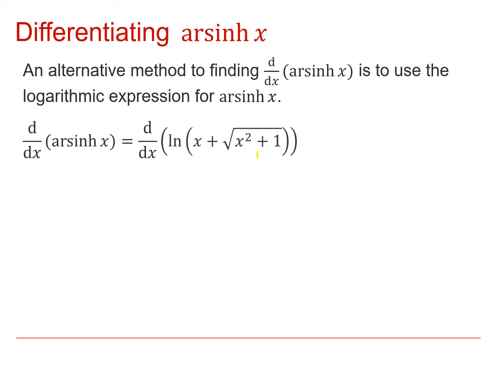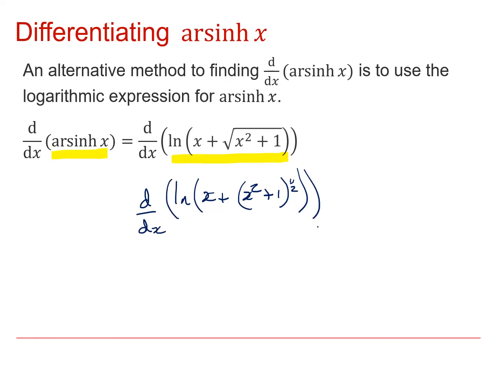Now there is an alternative way of doing this. You could use the fact that arsinh x is this in logarithmic form, and then you could differentiate that using the chain rule. Be careful when you're doing that because, of course, you've got a square root in here. Remember to use power a half, so I would rewrite this as log of x plus x squared plus 1 to the half, and that just makes the differentiation of that a little bit easier to handle because you've got the powers in there already.